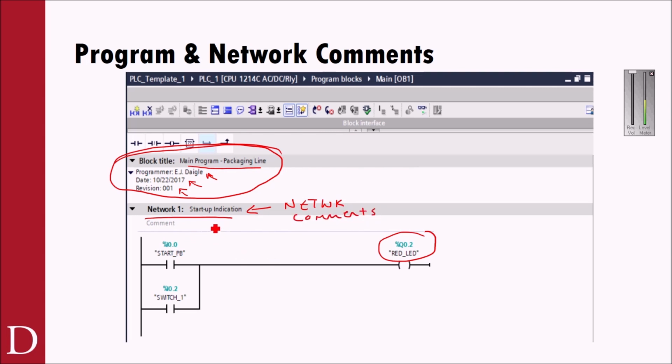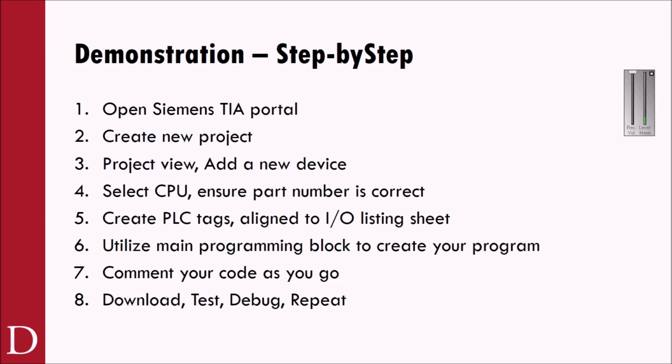What is the purpose of network one? Well, it's startup indication. So if someone hits the start push button or they hit the switch, I get the red LED. So easy way for you to kind of network these and look at these. All right, so let's get into a demonstration here. If I was going to go ahead and start programming, what I would do is open up the Siemens TIA Portal. I'd create the project view. I'd add the device. I'd select the CPU, create the PLC tags, utilize the main programming block to create my program, comment my code as I go, download, test, and debug.